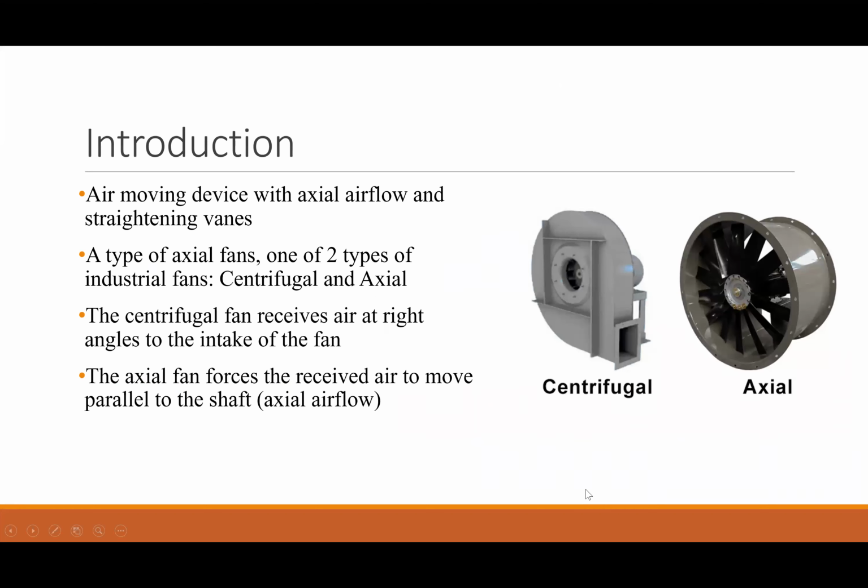A vaneaxial fan is an air-moving device with axial airflow and straightening vanes to reduce swirl created by the rotor. Vaneaxial fans are a type of axial fan, which are one of two types of industrial fans, the other being centrifugal fans. The key design difference between these two is that the centrifugal fan receives air at right angles to the intake of the fan and spins the air outwards, whereas the axial fan forces the received air to move parallel to the shaft.